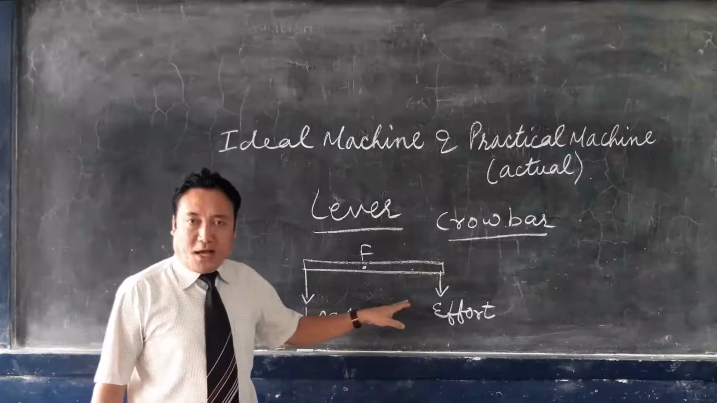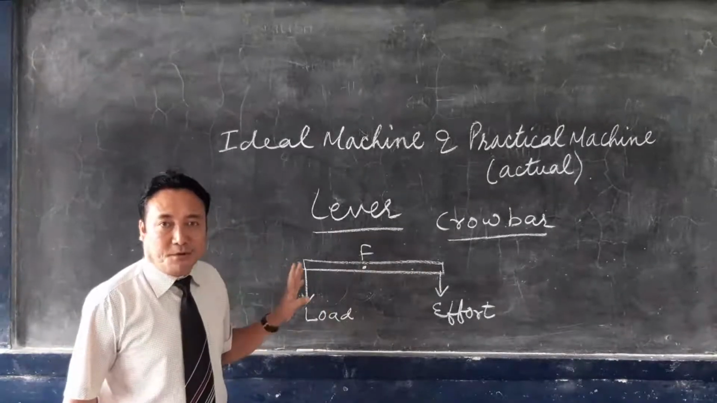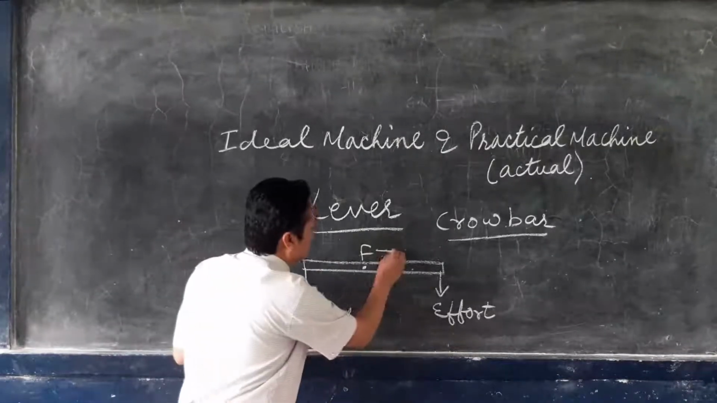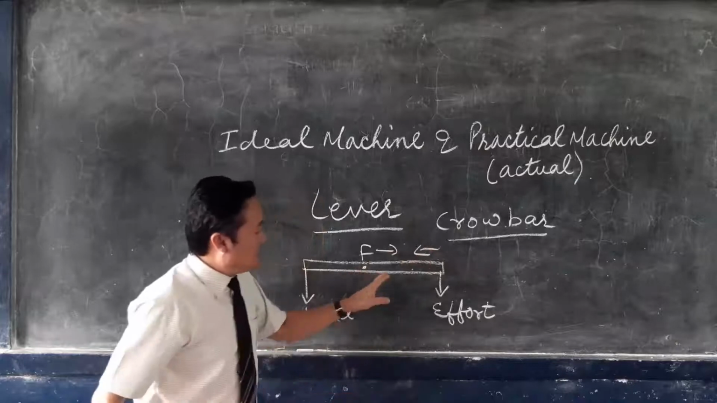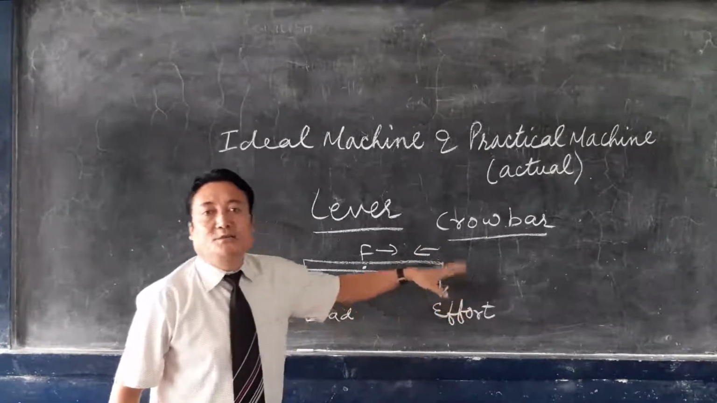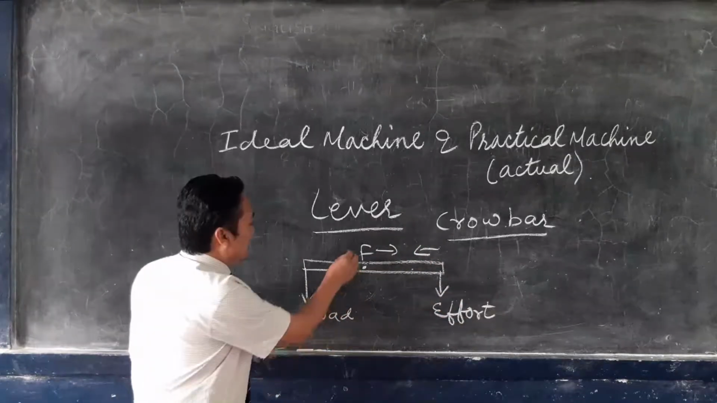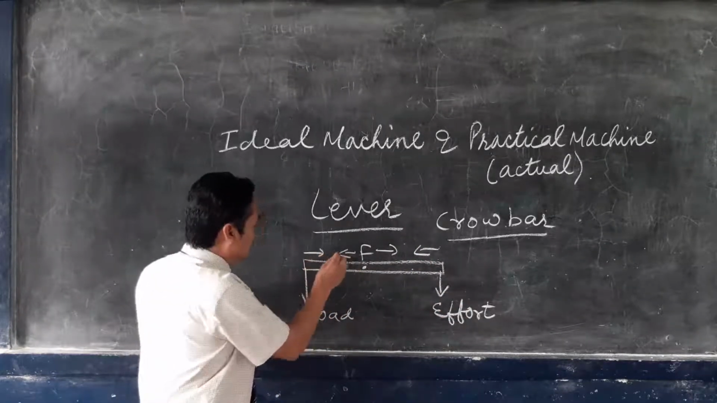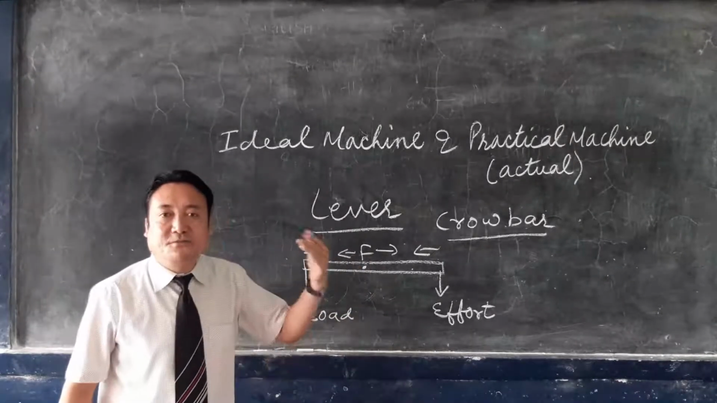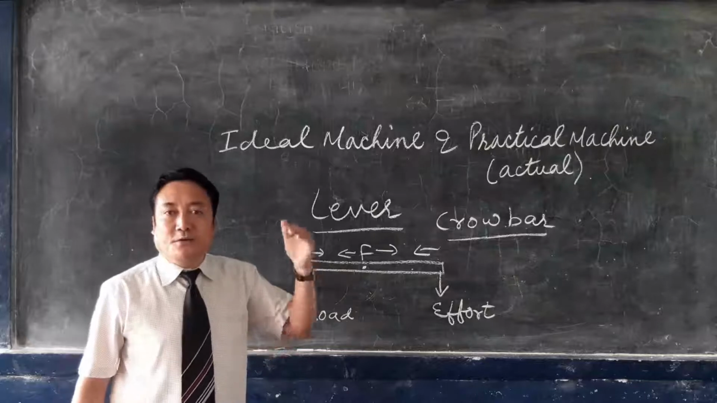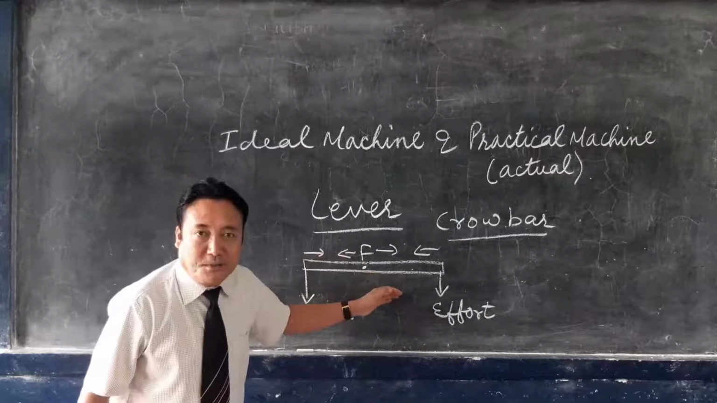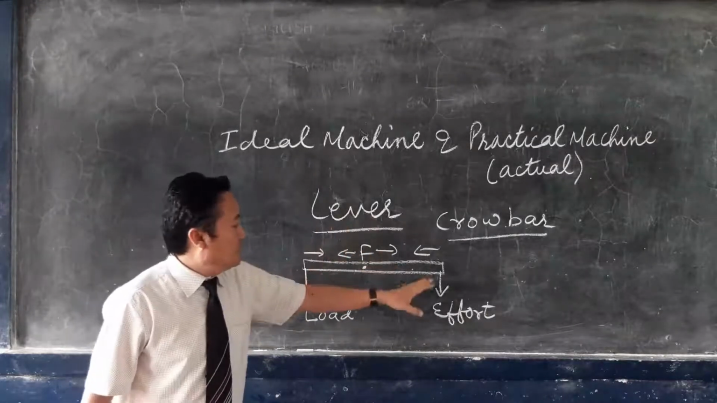Now let us come to the first point, effort arm. The distance from the fulcrum to the effort is known as the effort arm, and the distance from the fulcrum to the load is known as the load arm. So far, we have only learned about the load and the effort. Now the next point related to the lever is effort arm and load arm.